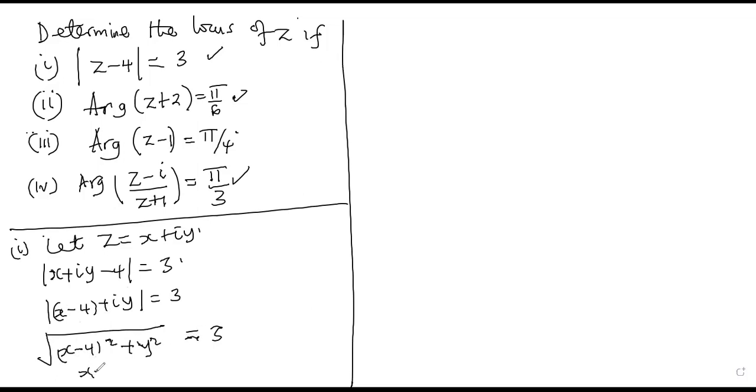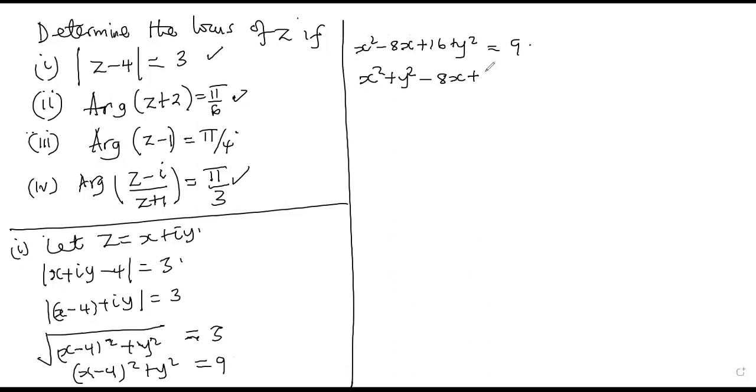So we shall have x minus 4 squared plus y squared is equal to 9. When you square that one, you get x squared minus 8x plus 16 plus y squared is equal to 9. You can bring the 9 this side, so it will be x squared plus y squared minus 8x plus 7, because 16 minus 9 is plus 7, is equal to 0. So that is the locus that we have.